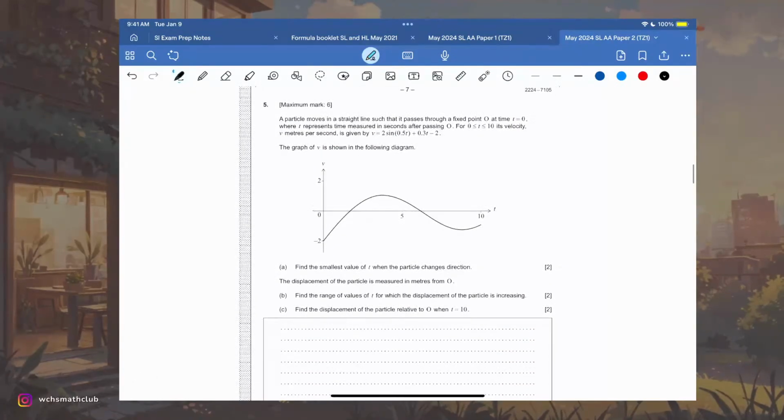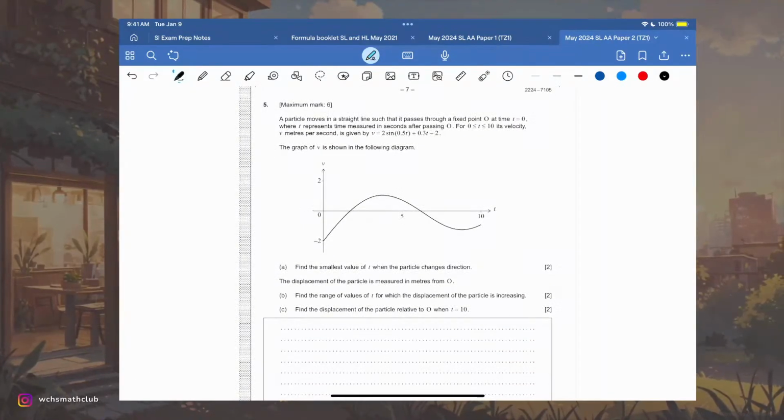So for number 5, we have a difficult situation. It looks like we have some kind of kinematics problem.